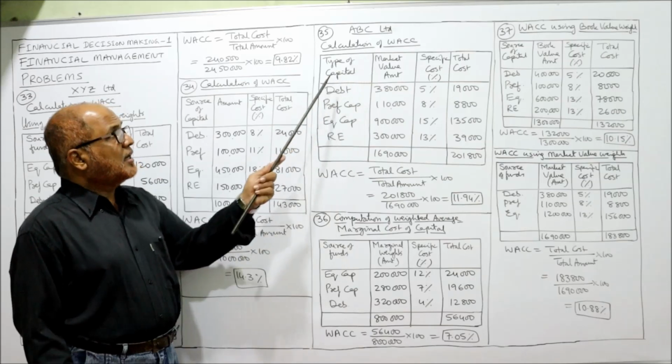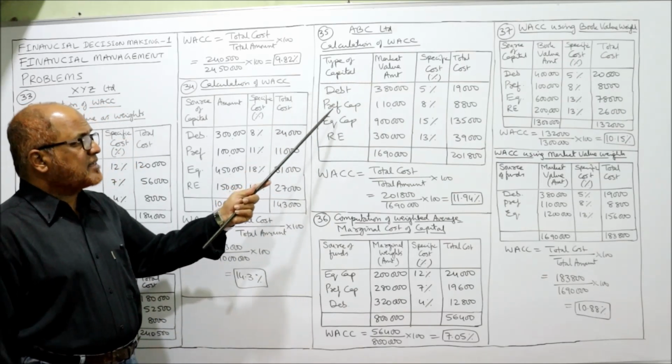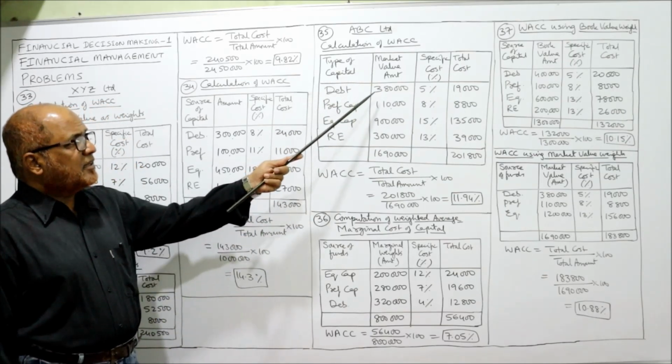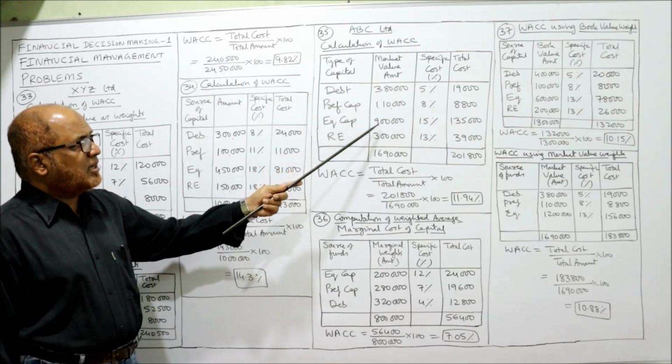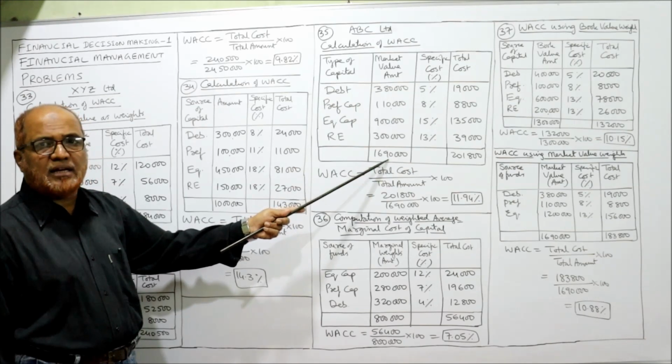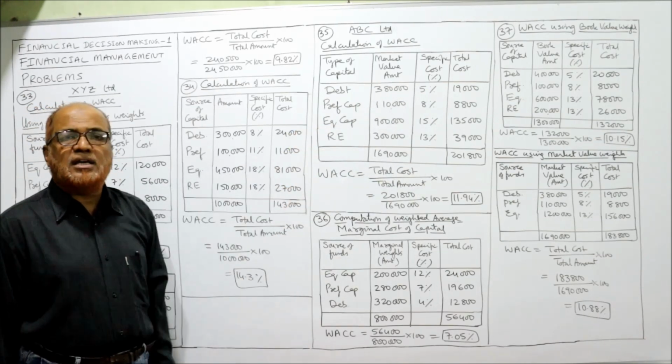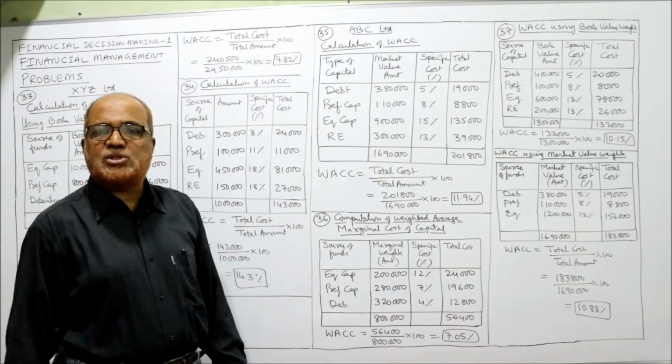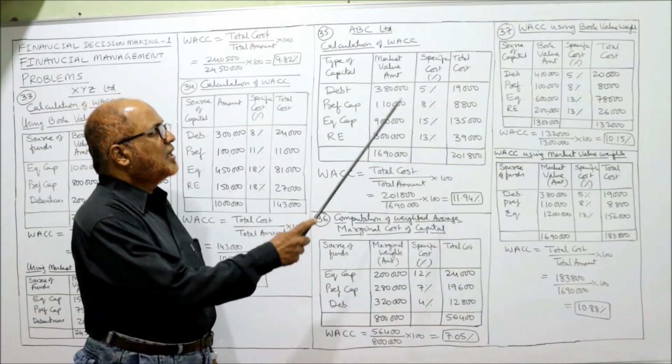Calculation of WACC. Types of capital: debt, preference capital, equity capital, retained earnings. The market values are 3,80,000, 1,10,000, 9 lakh and 3 lakh. The total market value is 16,90,000. Specific costs are given in the problem, the after tax cost, that is the specific cost.